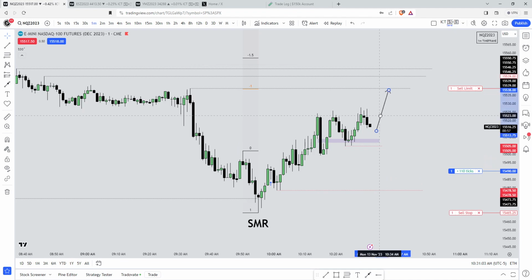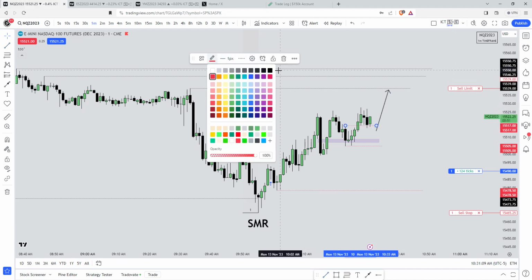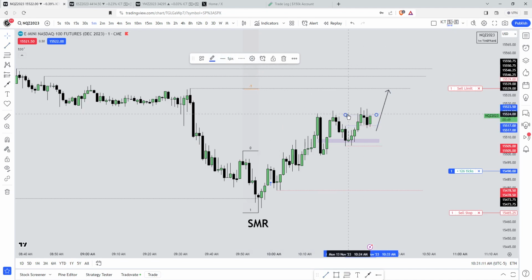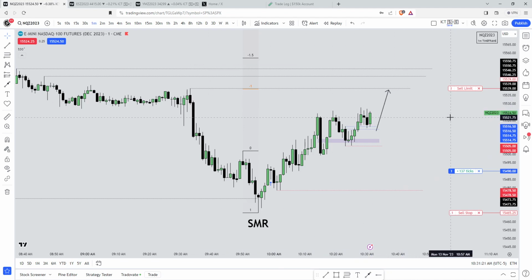So as it's retracing back down here, notice this order block. Price, I'm thinking it's going to want to respect that and then expand for the buy side. So I'm going to mark out the open and the upper wick of that. And I'm looking for price to expand straight into that 15,539 level. And you can see buy one at 15,490.